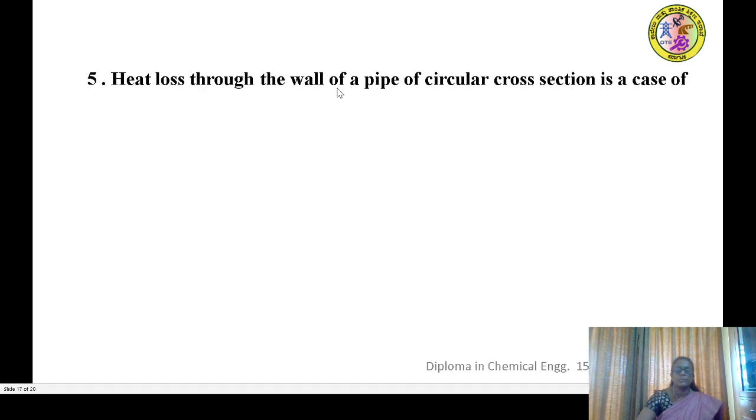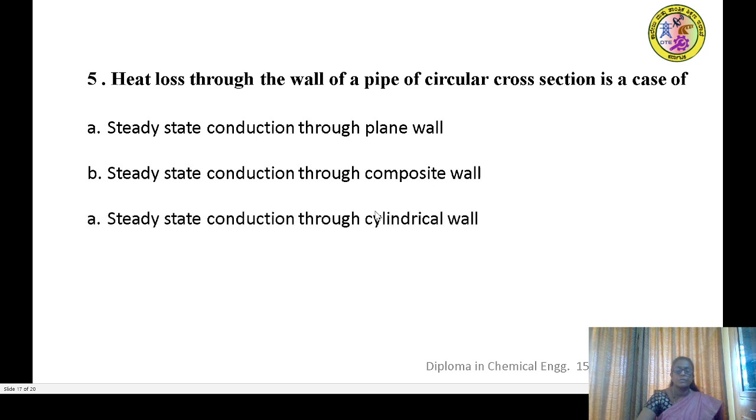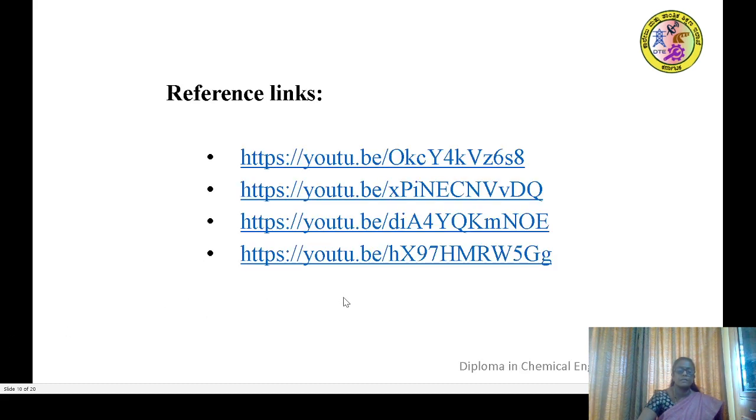Heat loss through the wall of a pipe of circular cross section is a case of steady state conduction through plane wall, steady state conduction through composite wall, steady state conduction through a cylindrical wall, or none of the above. So it is a case of steady state conduction through cylindrical wall. So option A is the right answer.